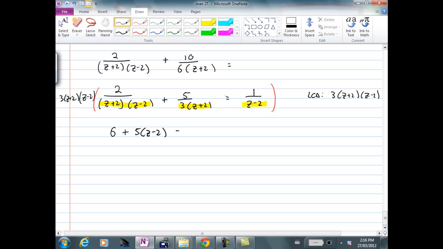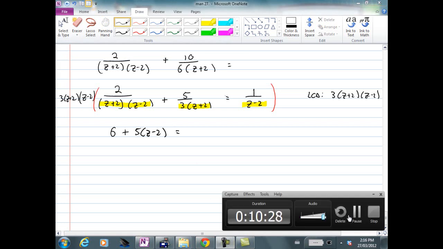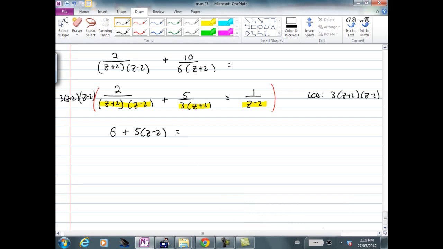Guys, gals, I'm going to go equal. I'm going to pause it. Lavraj, what do you got on the right hand side? 3, z plus 2 is correct. And look, I'm using brackets. The reason why? Because this z minus 2 cancels. Guys and gals, expand and solve. And after that, we're done.